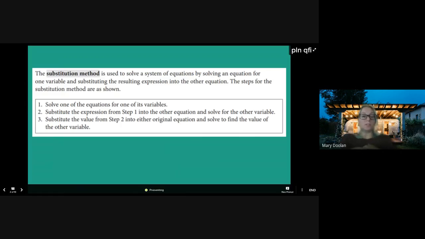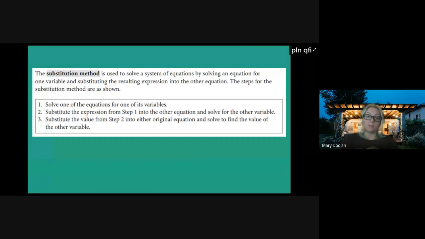The substitution method is used to solve a system of equations by solving an equation for one variable and then substituting the resulting expression into the other equation. The steps for it are shown here. There are 3 steps. Step 1, you solve one of the equations for one of its variables, and you have the option to choose either equation, because remember, when we're dealing with systems of linear equations, we have 2 equations and 2 variables that they contain.